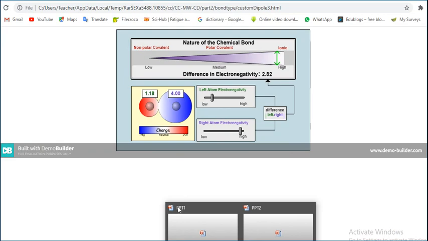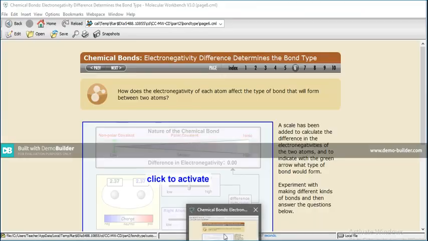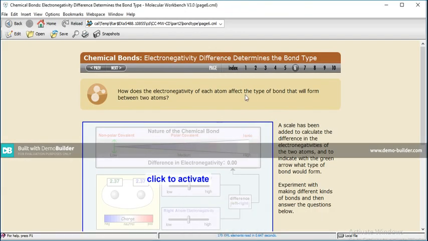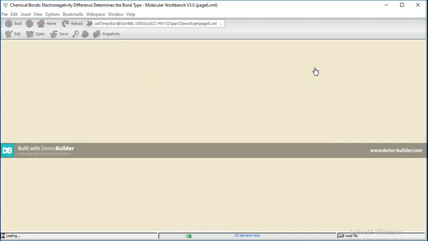Let us continue to see how a learner can predict the bond between two atoms in a given compound.